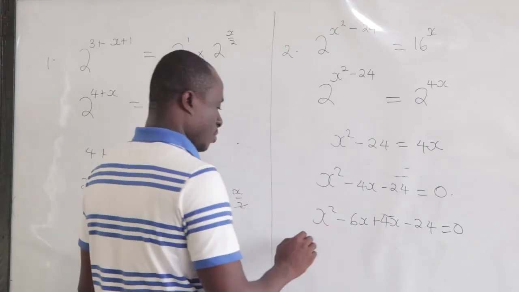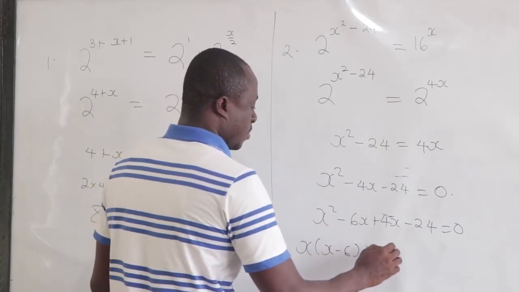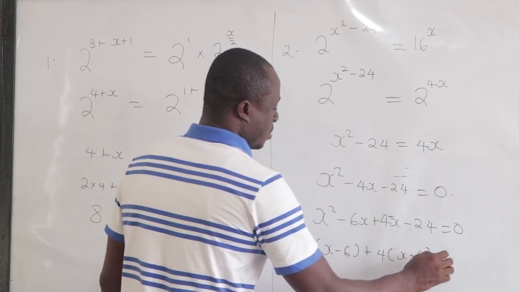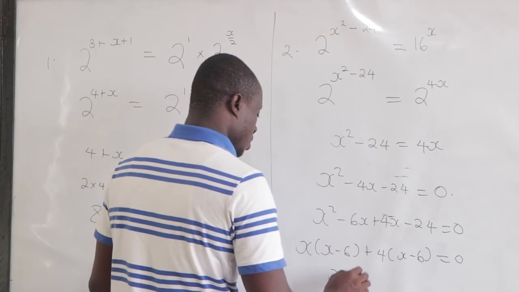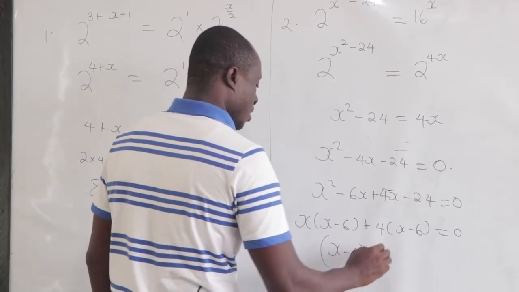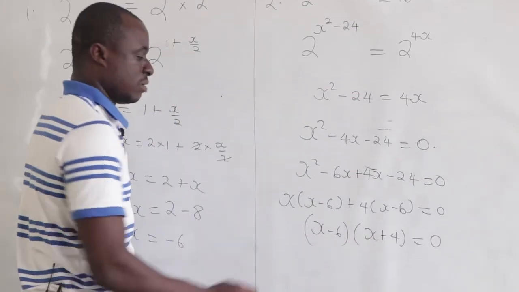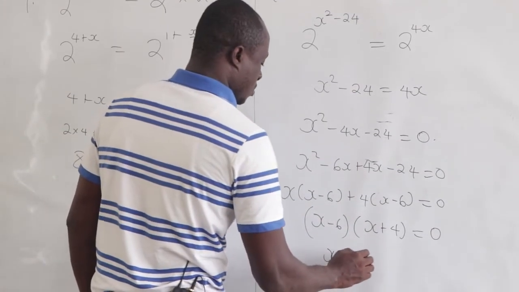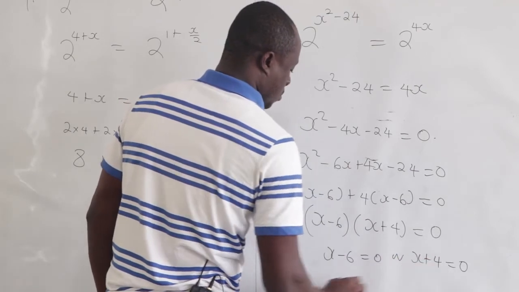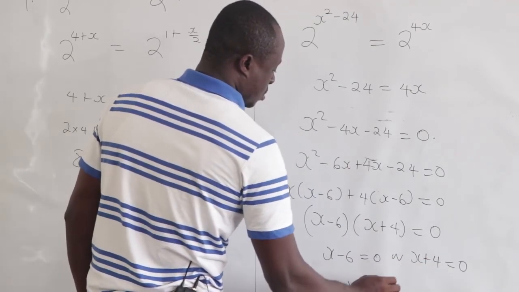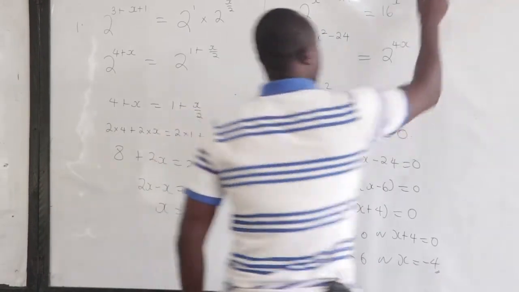Now, this is what is common. x is common. So we have x(x minus 6) plus 4(x minus 6) equals 0. x minus 6 is common. Factorize it out. What do you have here? x plus 4 equal to 0. So you have x minus 6 equal to 0, or x plus 4 equals 0. x is equal to 6, or x equal to negative 4.